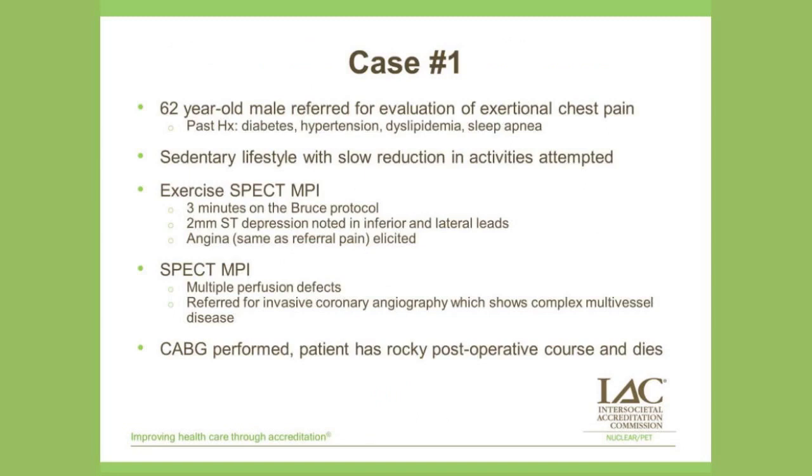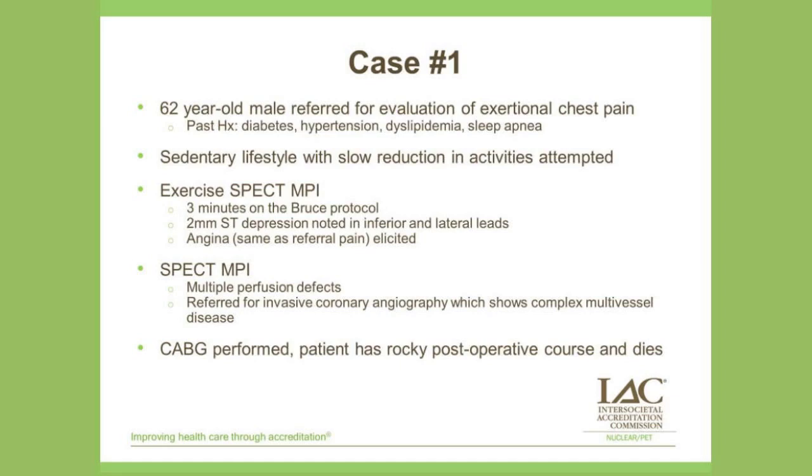Case number 1 is a 62-year-old male who is referred for the evaluation of exertional chest pain. He has a past history of diabetes, hypertension, dyslipidemia, and sleep apnea, a sedentary lifestyle, and he's had a slow reduction in the physical activities that he has been attempting. So he's referred for an exercise SPECT MPI, and he only goes 3 minutes on the Bruce protocol, which, as you all know, is not a very long period.